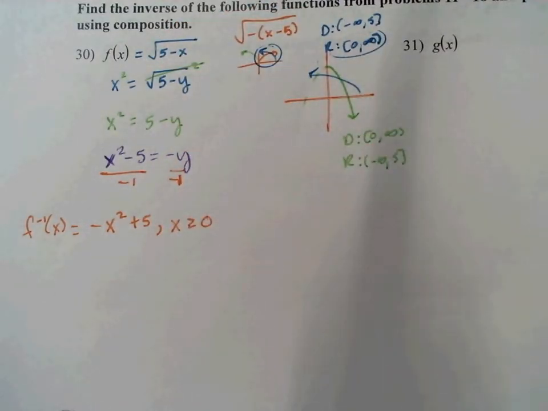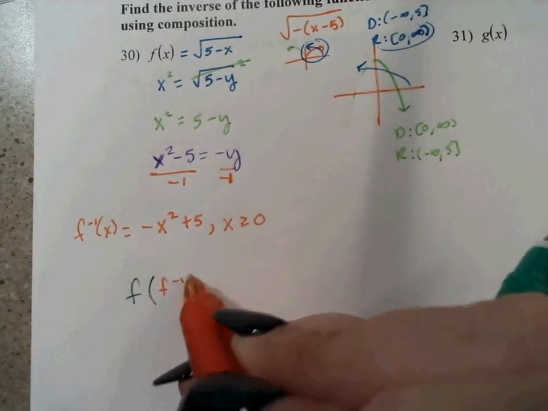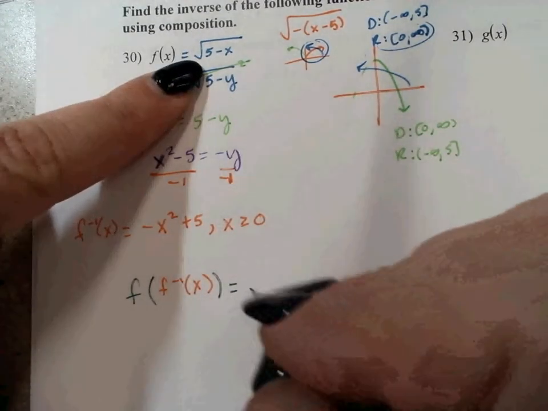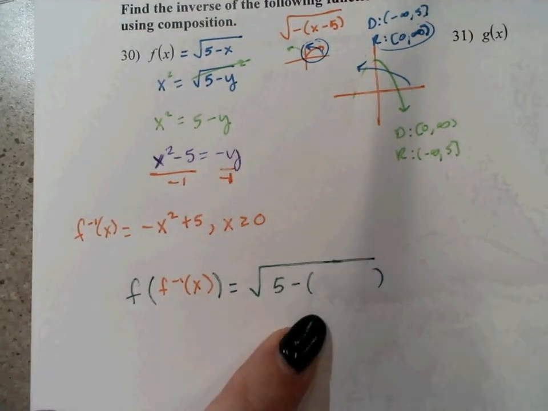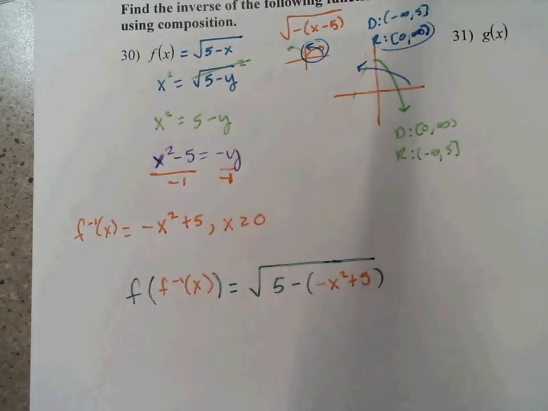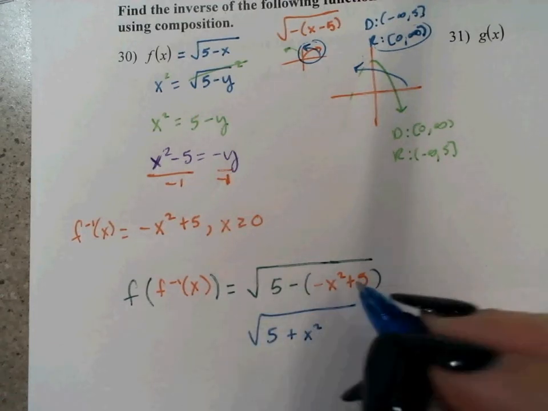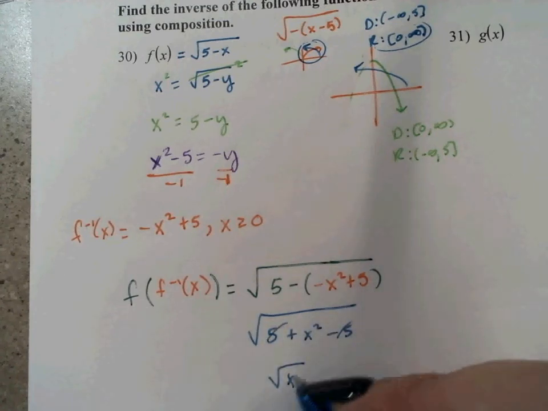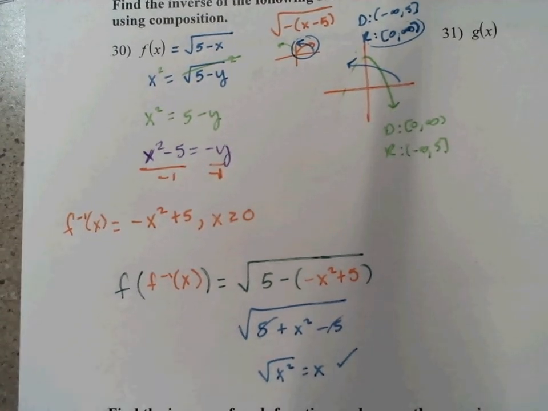And there we go. We are supposed to prove their inverses using composition, so I'm going to do f of f inverse. I'm going to start with the outer function, which is the square root of 5 minus something. And inside there we put the inverse, negative x squared plus 5. So I'm going to distribute that minus sign. Negative times the negative is positive, and negative times the positive is negative. The 5's will then go away, and the square root of x squared is x. So we're good.